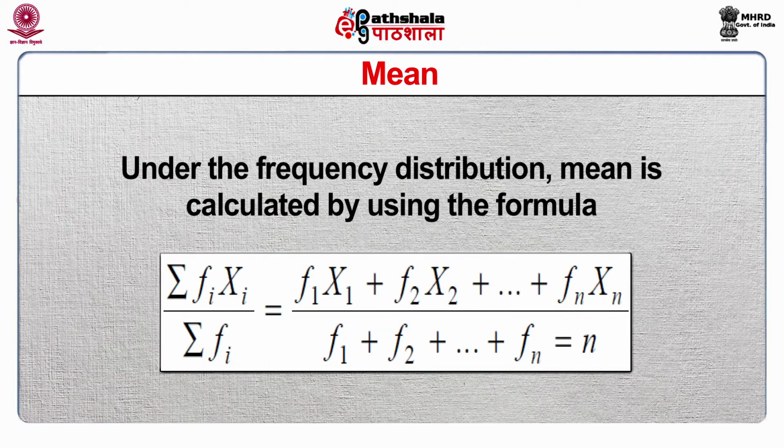Under the frequency distribution, mean is calculated by using the formula again as shown on your screen. It is summation of fi xi upon the summation of fi, where summation of fi xi is calculated as f1 x1 plus f2 x2 till fn xn, which is divided by summation of fi. Fi stands for f1 plus f2 till fn.